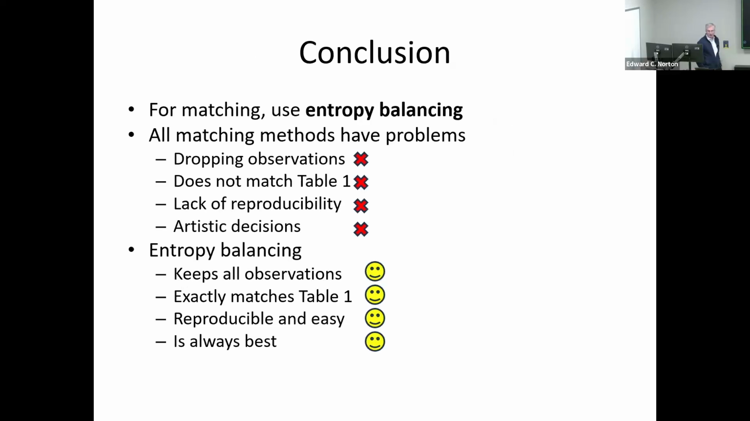Okay, so in conclusion, use entropy balancing, okay? All the other matching methods have various problems: dropping observations, not perfectly matching table 1, lack of reproducibility or difficulty with reproducibility, various artistic decisions. Entropy balancing does do all the good things, and it gives you a happy smile on your face, as I can see as I look around the room.